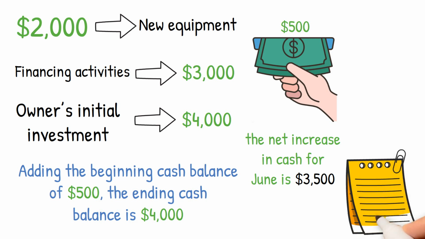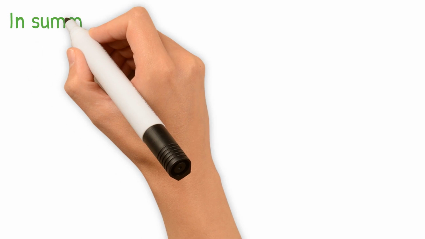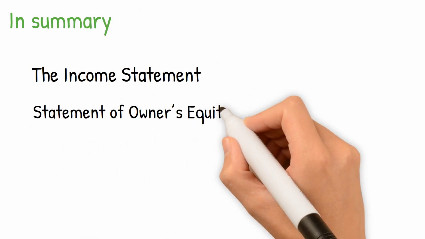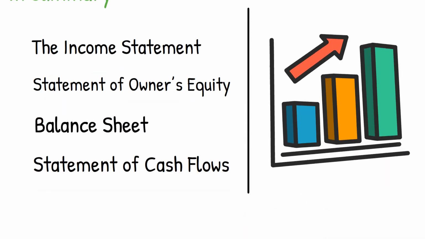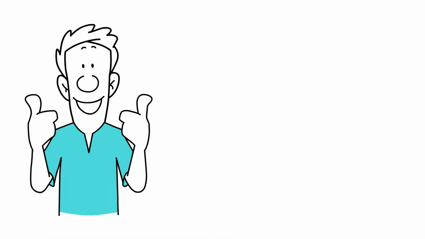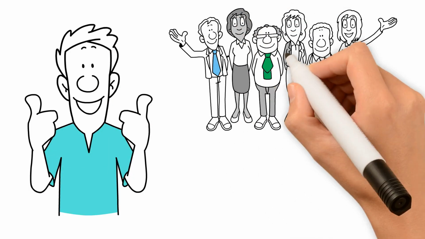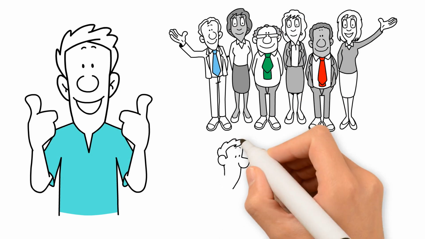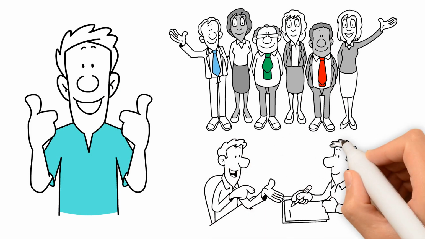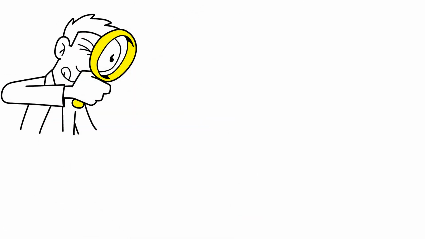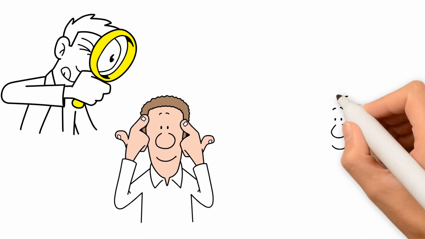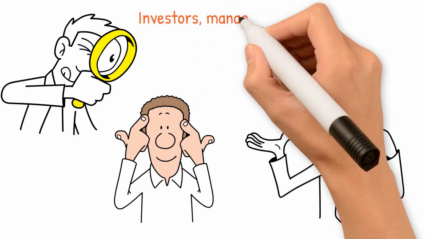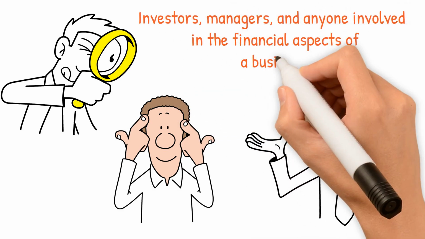In summary, the income statement, statement of owner's equity, balance sheet, and statement of cash flows are the four primary financial statements used to assess a company's financial health. Each statement provides unique insights, but together they offer a comprehensive view of the financial performance and position of a business. Understanding how these statements interrelate is crucial for making informed financial decisions. By closely examining each statement and their connections, you can gain a deeper understanding of how businesses operate and manage their financial resources. This knowledge is invaluable for investors, managers, and anyone involved in the financial aspects of a business.